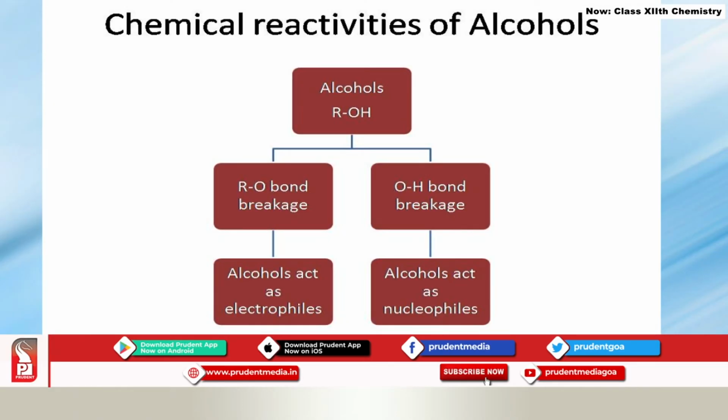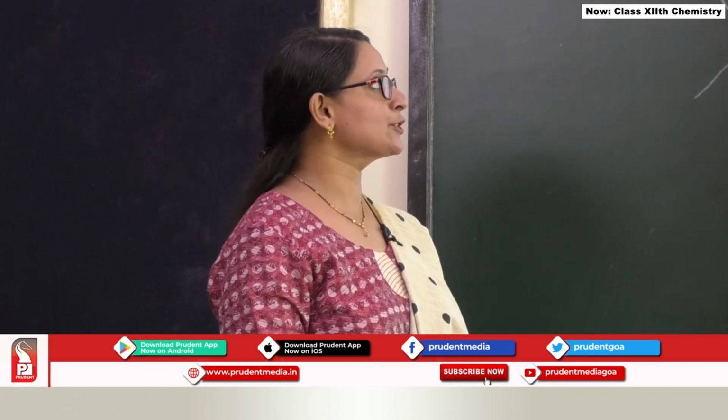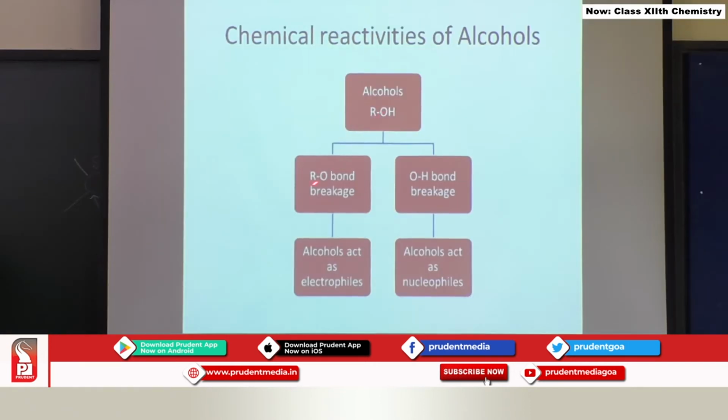Chemical reactivities of alcohols. Alcohols show two types of reactions. This is ROH, that is the general formula of alcohols. There are two possible reactions. There can be breakage over here, RO, that is called RO bond breakage, and then there can be breakage over here, that is OH bond breakage.